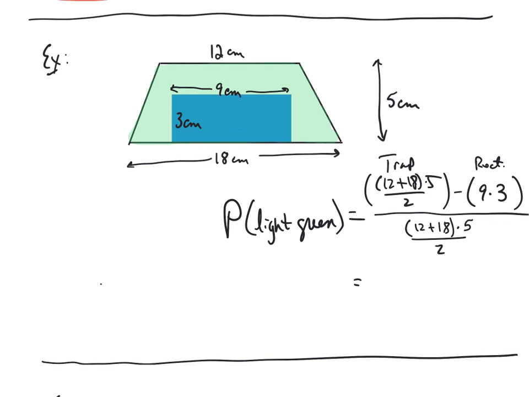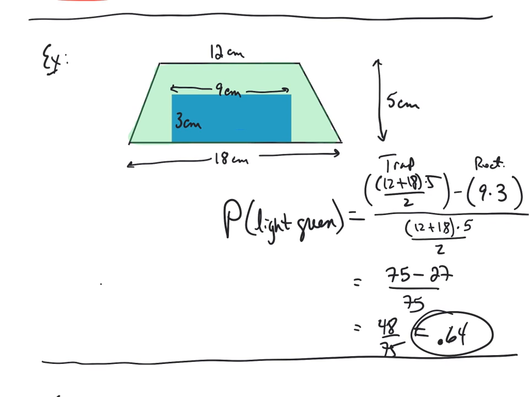12 plus 18 is 30. 30 times 5 is 150, and 150 divided by 2 is 75. 9 times 3 is 27. 75 minus 27, I'm going to double check that one. I think that's 48. Yep, that's 48. And then I'm just a little short on room. When I punch that division out, 48 divided by 75 is 0.64.